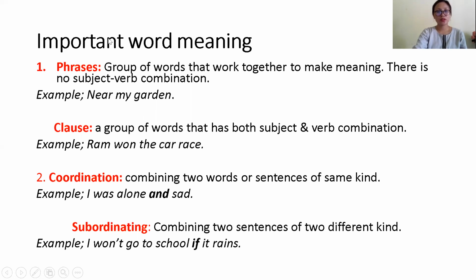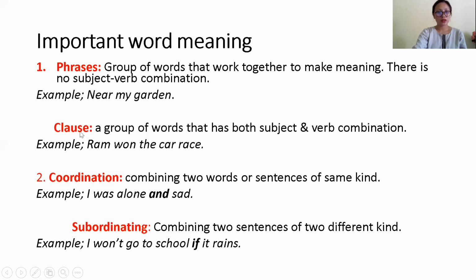Here we have the important word meaning. These are the new terms for you. So let us try to understand and learn these few word meanings. Number 1, phrases. A group of words that work together to make meaning. There is no subject-verb combination. When you read this group of words in the example, there is no combination of subject and verb. This type of group of words, we call a phrase or phrases.